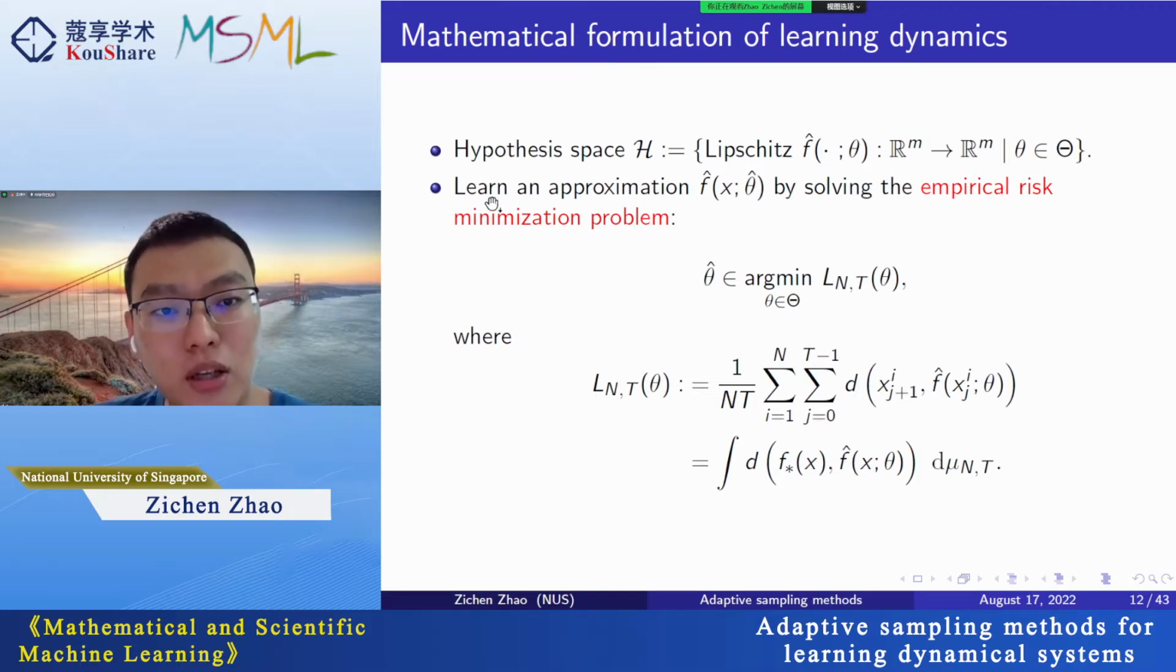And then we learn an approximation f star by solving the empirical risk minimization. Well, the empirical risk L_n^T is in this form. So it's just a push forward of a loss function over the empirical distribution. Here D is the loss function.